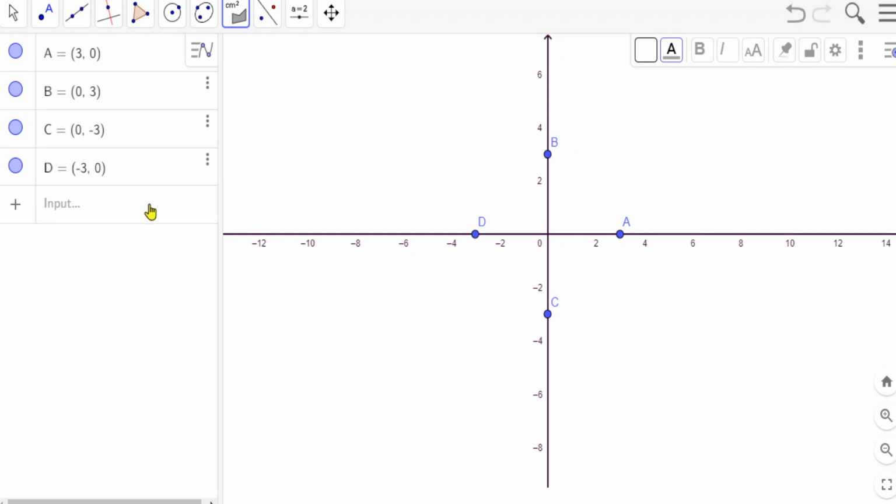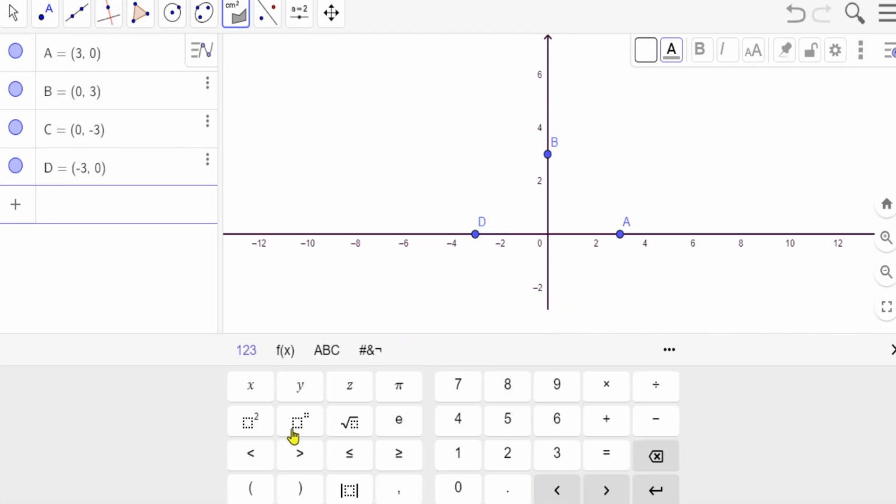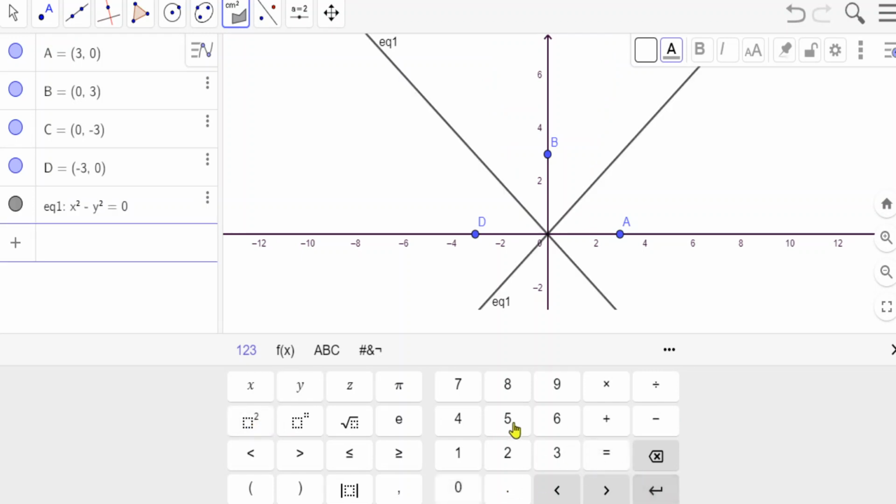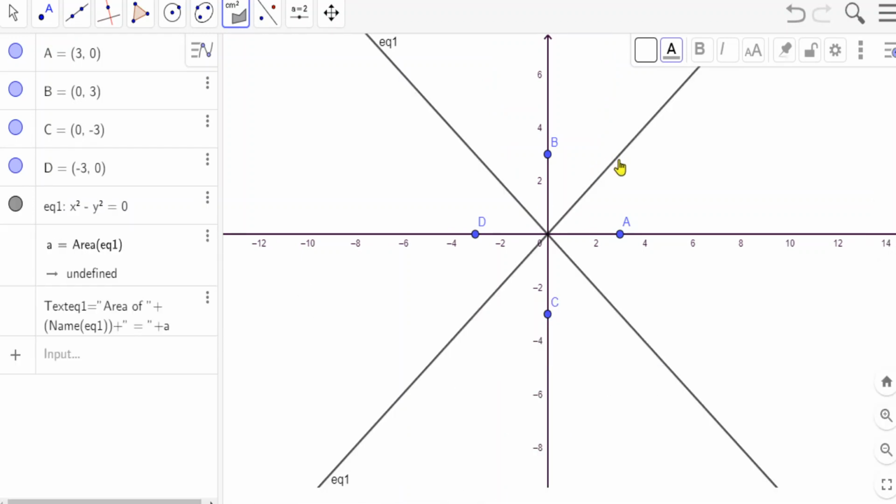Okay friends, now you see, I am taking a point. What did we actually get? y square minus x square is equal to 0. We have that, yes or no? x square minus y square is equal to 0. Both are equal.